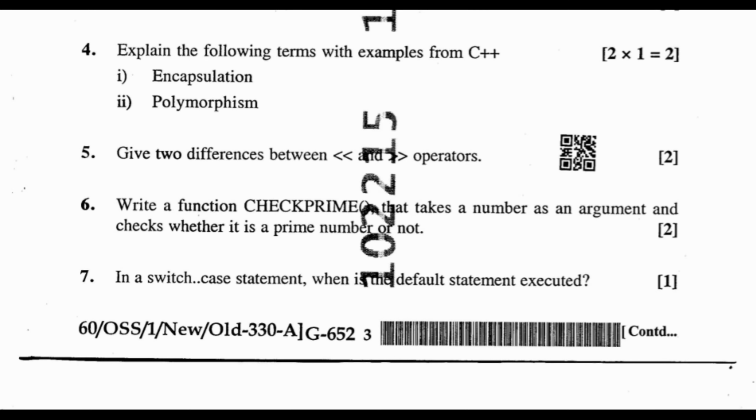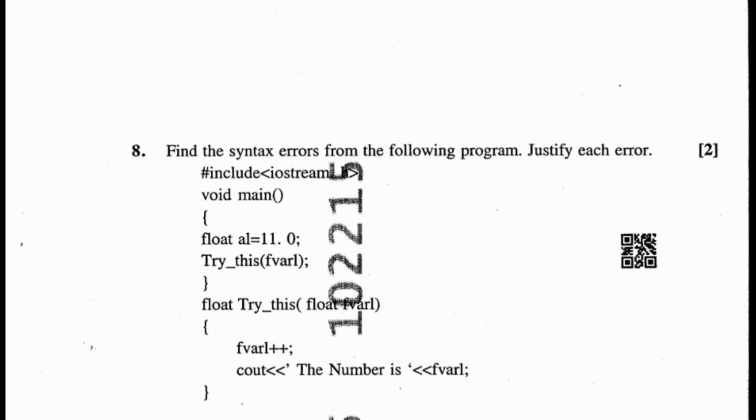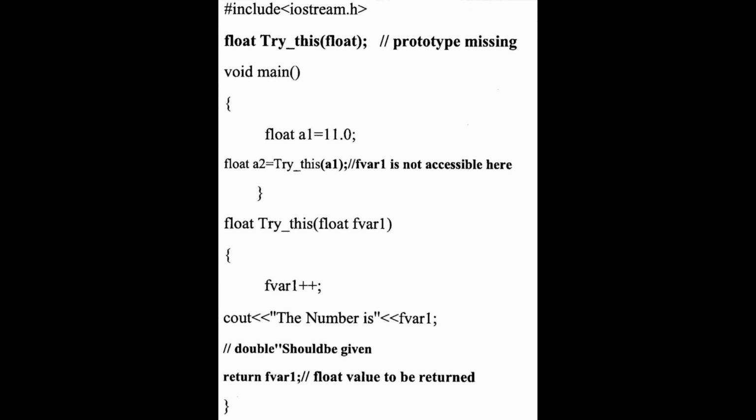Question 7. In a switch case statement, when is the default statement executed? Answer. The default statement is executed when none of the cases match. Question 8. Find the syntax errors from the following program. Justify each error. There are 4 errors. 1. Prototype missing. 2. fbar1 is not accessible here. 3. Double quote should be given. 4. Float value to be returned.